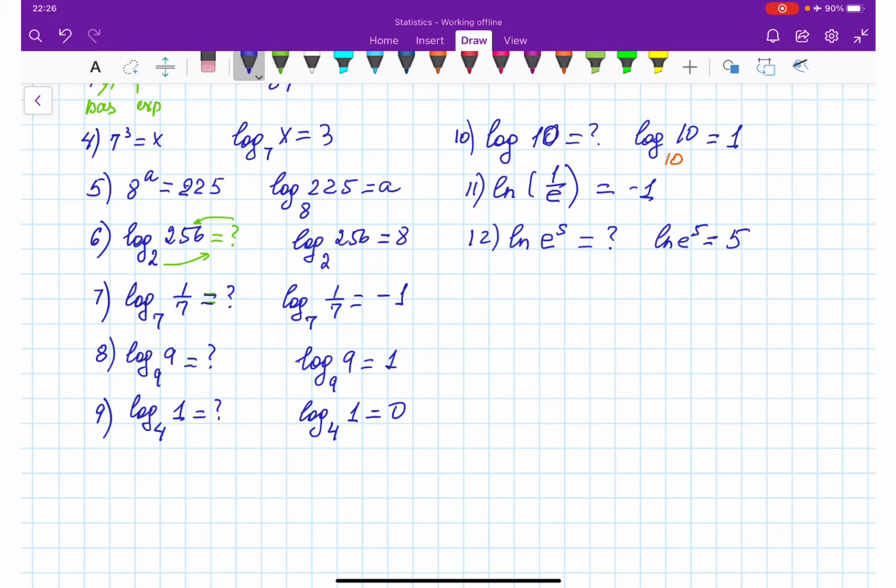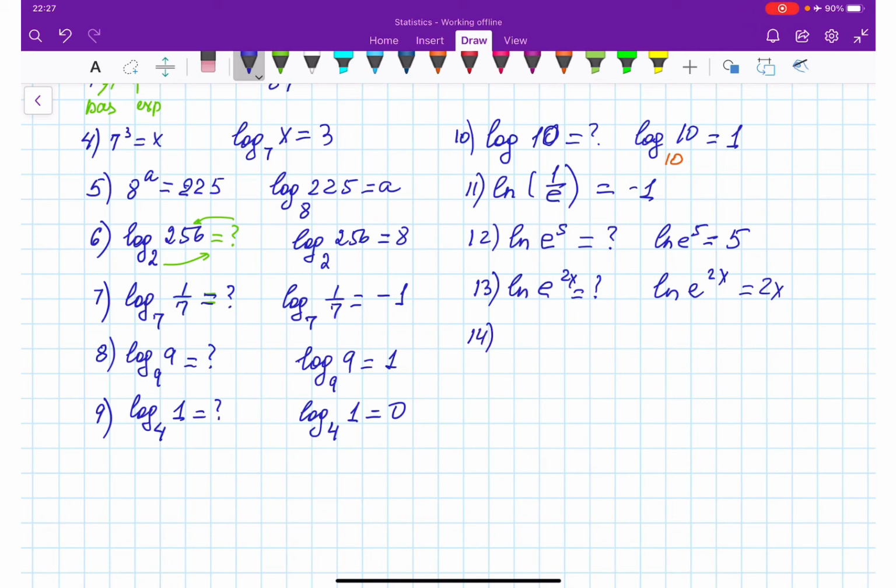Okay. Question number 13. Natural logarithm e to power 2x is equal question mark, which means natural logarithm e to power 2x. So we need to raise e to what power to get e to power 2x? Of course, we need to raise to power 2x, right?